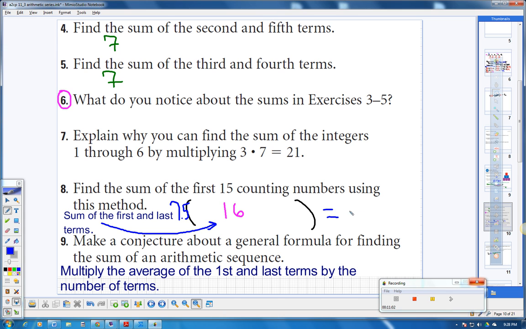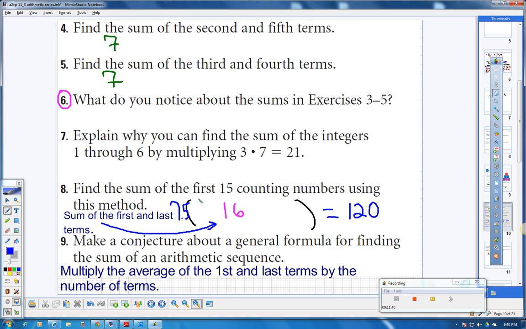So, I mean, either way, let's see here. Oh boy. That'd be 120. So we can see that 120 is the sum of the first 15 counting numbers.